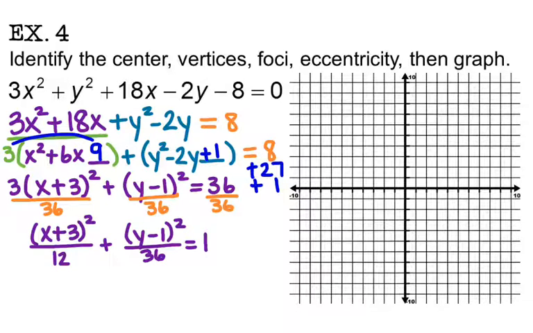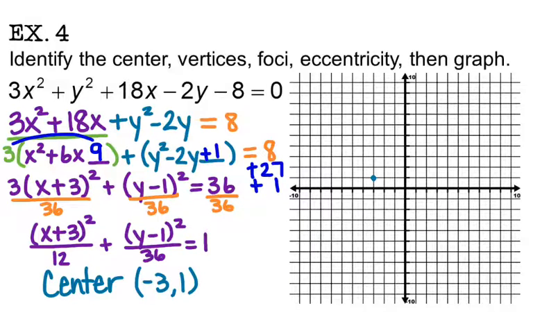Okay, so now we're going to find all the fun information for our ellipse. So we're going to start with the center. The center is going to be at negative 3, 1. Okay, then we're going to need to take the square root of both of those numbers in the denominator to find out how far left and right and up and down we need to go to make our ellipse.